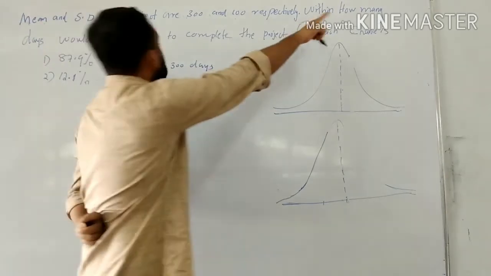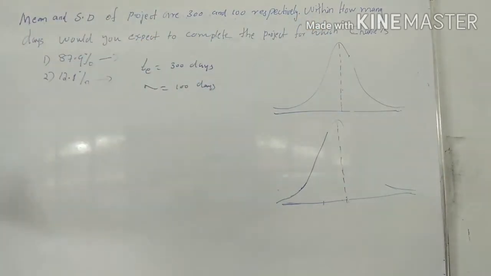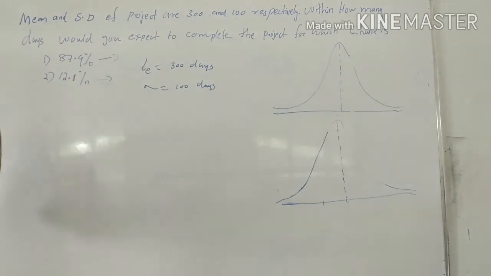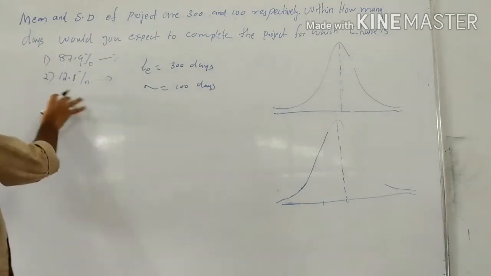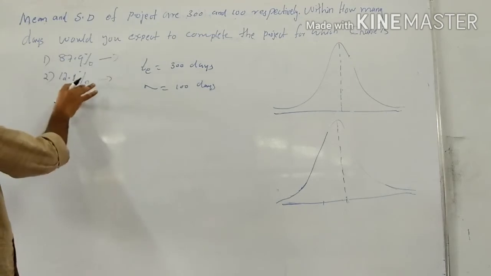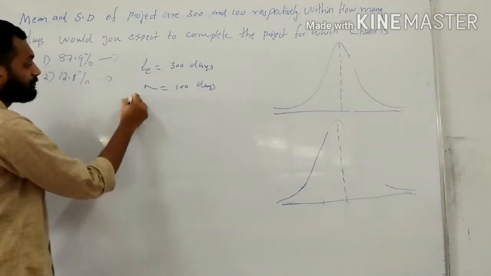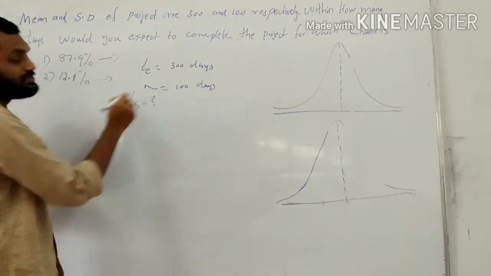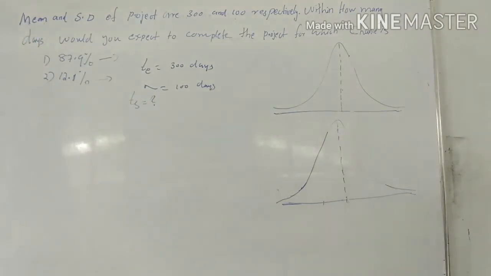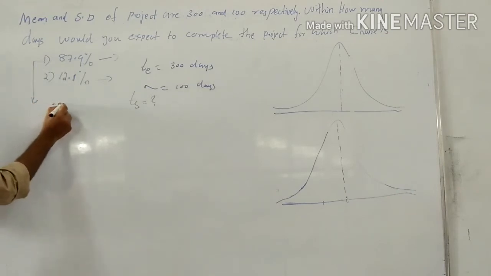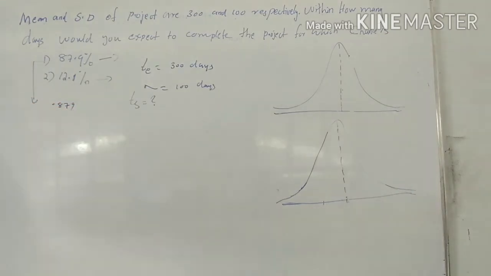Here the expected time and the standard deviation are given. Only the probability is given, and you are required to find the scheduled time, or TS. Let us look at how to calculate the scheduled time when probability is given. We know 87.9% is 0.879.